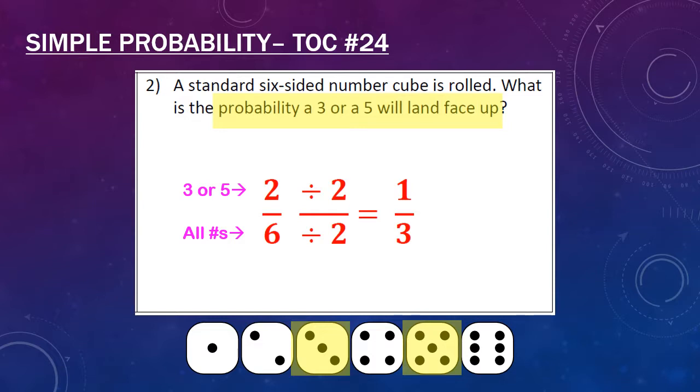So that's basic simple probability. You put the number of outcomes you want, what you're wanting to happen, on the top, and then the total number of possibilities on the bottom, and then you simplify. And then you can sometimes turn it into a percent, depending on what they're asking for.